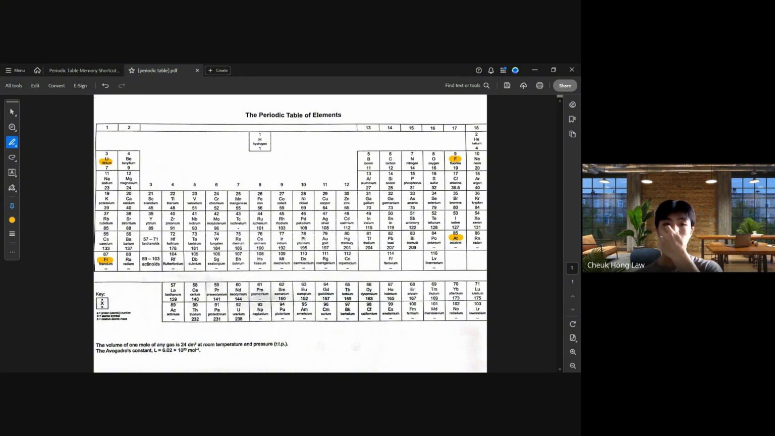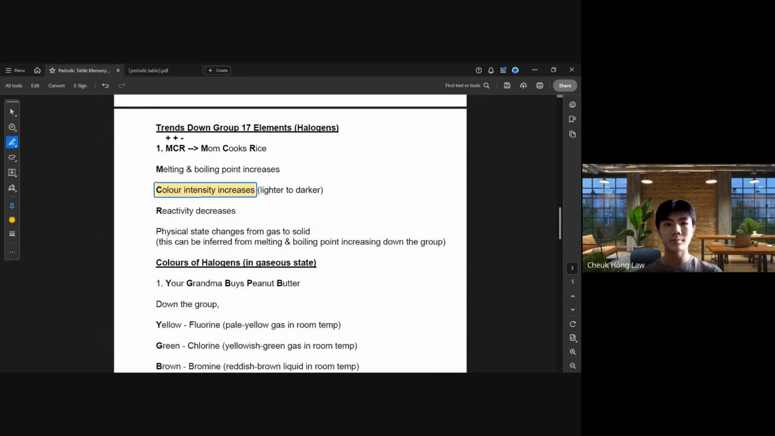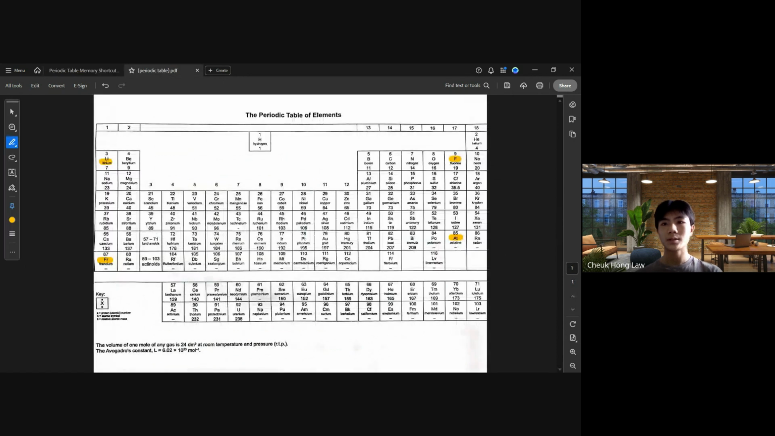Later we'll go through the colors as well. Right, then the next one is reactivity. Since it's a minus, reactivity decreases. So the most reactive group 17 element is fluorine, and the least reactive is astatine.